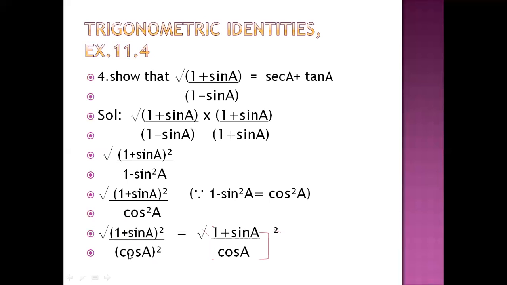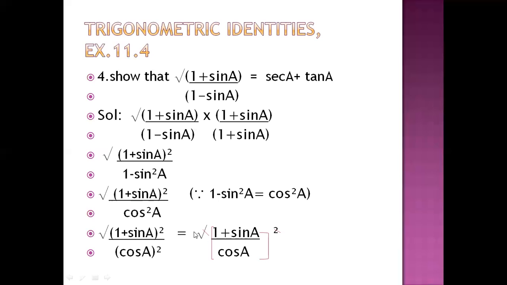Now both are having whole squares. Why do I have to change it? Because if you convert both into whole squares, then the root and the whole square will be eliminated. That's why we convert cos square A into the form of cos A whole square. Now both have whole squares. Take this into a common square, that is 1 plus sin A by cos A whole square, root over 1 plus sin A by cos A whole square.